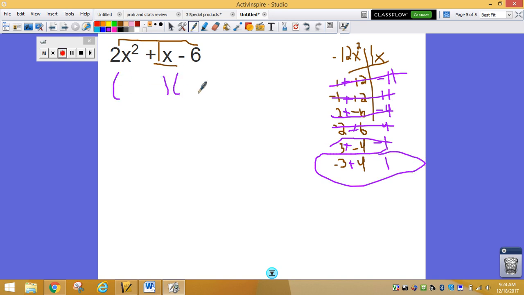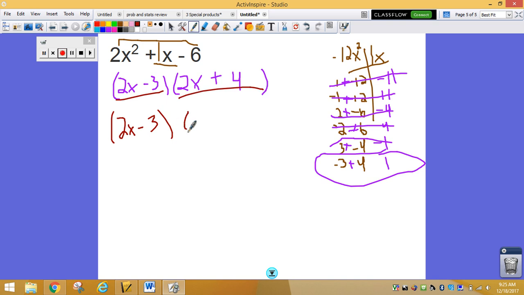Let's break this down. Bring your 2 down to both parentheses. Split up your x into an x and an x. And my answers were a minus 3 and a plus 4. Let's reduce. What will go into 2 and 3? Nothing. So I'm just going to bring down 2x minus 3. Here, what will go into 2 and 4? 2 will. So 2 divided by 2 is 1. So I'm going to bring my x down. And 4 divided by 2 is 2.